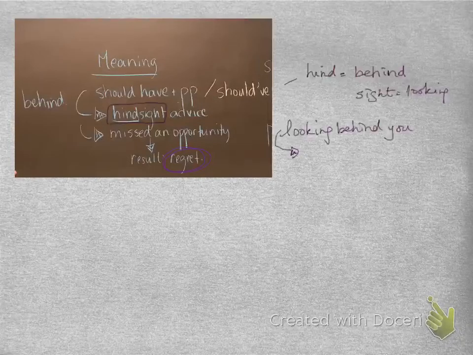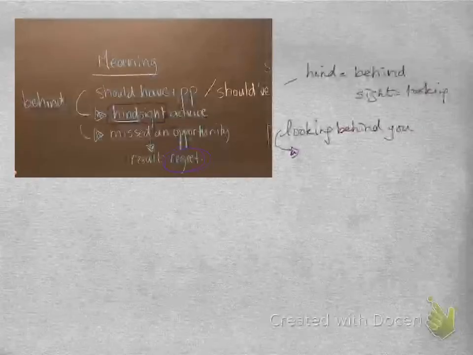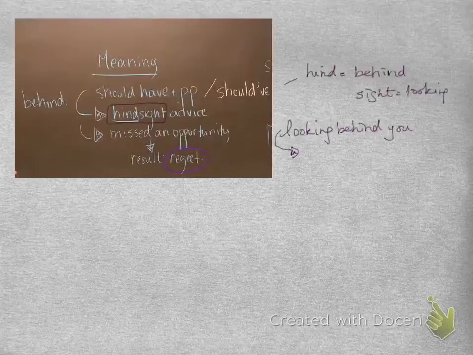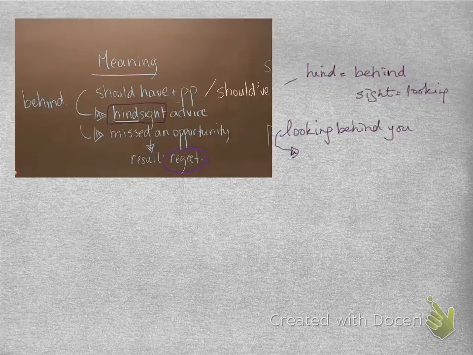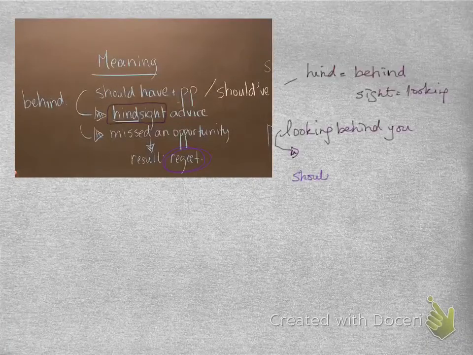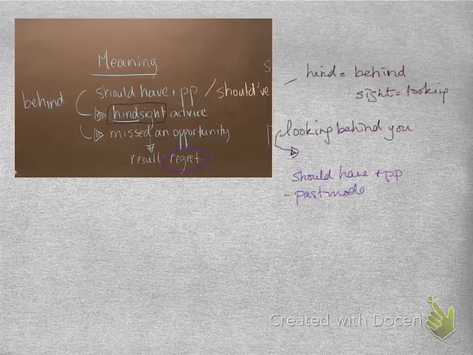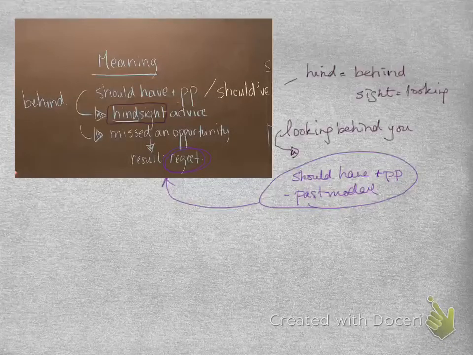Right? I say you should have tried the cake, but you didn't try it, and now the cake is all gone, so you can't try it. And I ask you, so did you try the cake? And you say, no, it's all gone. And then I tell you, you should have tried it when I showed it to you. Okay? So should have plus past participle is a past modal that has this idea of regret. Okay?